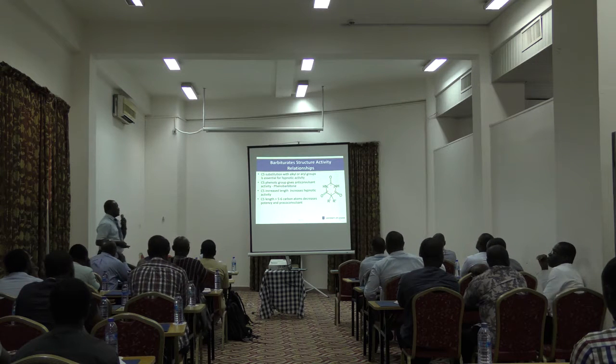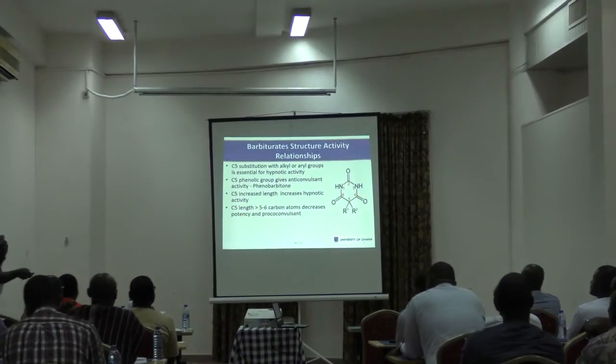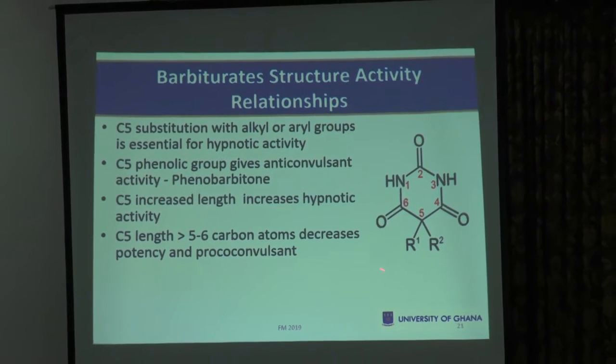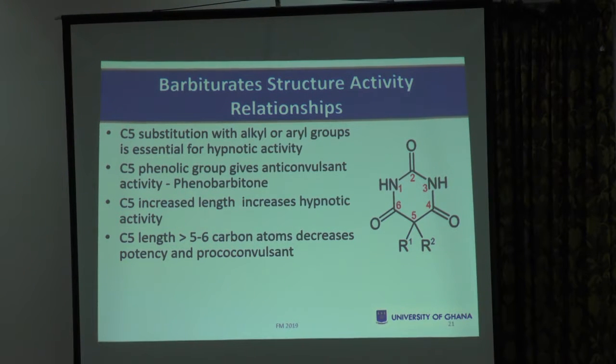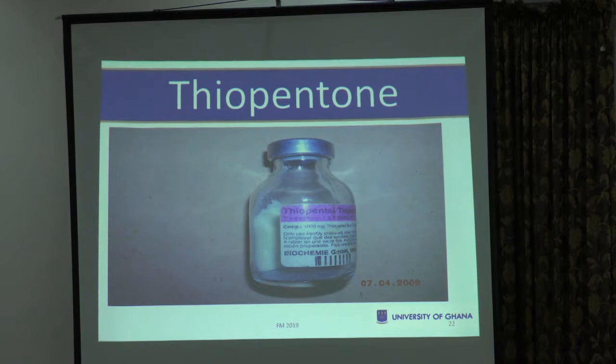Then thiopentone, when I was talking about the barbiturates, don't worry, I won't bring this in your exam. This is the structure of the barbiturate ring. And when you substitute these with alkyl or aryl groups, then you get the different types of barbiturates. Now, if you put a phenolic compound here, then it becomes phenobarbitone. If you just use alkyl groups, you get thiopentone. Okay, fine. So thiopentone is common. In the Western world, they stopped using it. They are using propofol.